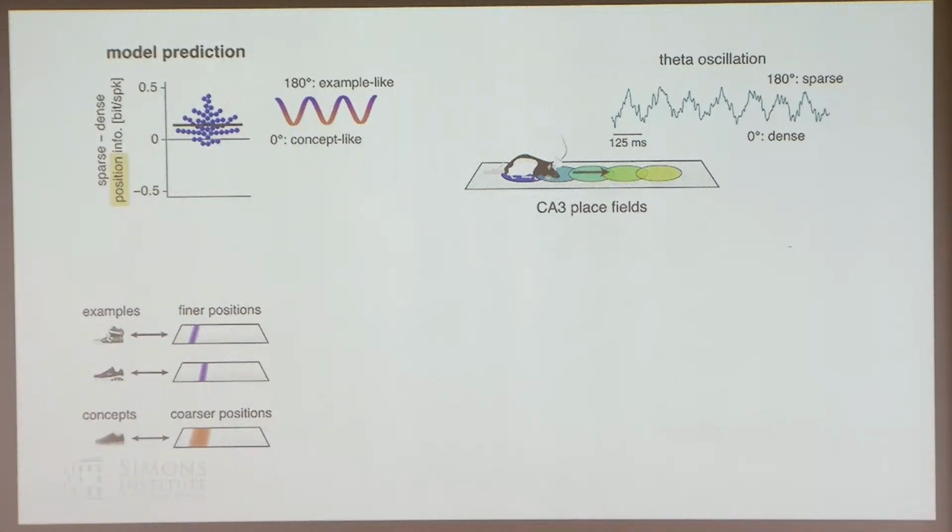So the examples of our model we consider to be finer positions along the linear track, positions that contain higher spatial information. And just as examples merge into concepts in our model, we consider that these fine positions will merge into a concept of a position, which is maybe a more broad area. So under this assumed equivalence, our prediction becomes about position information conveyed.